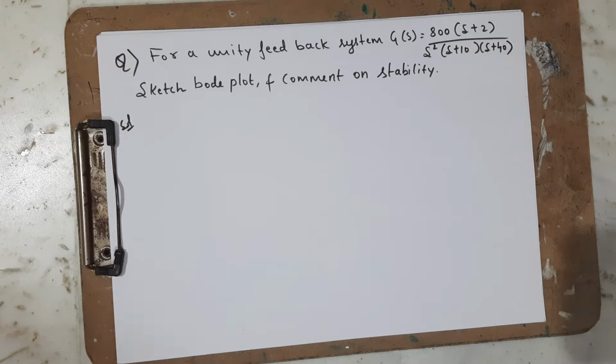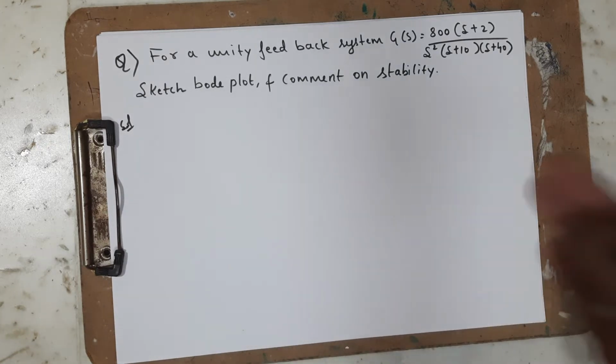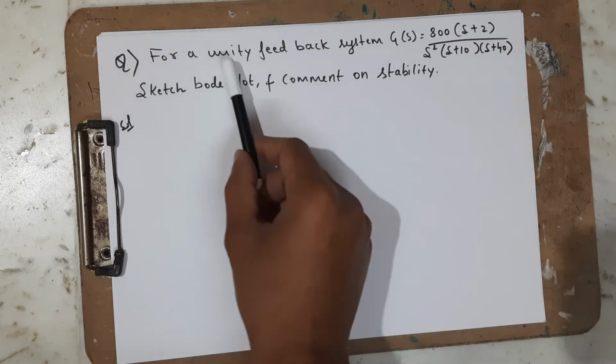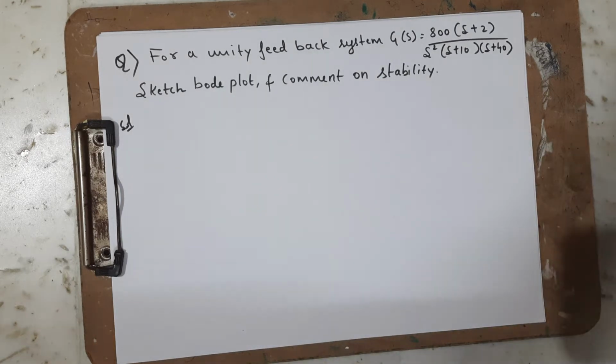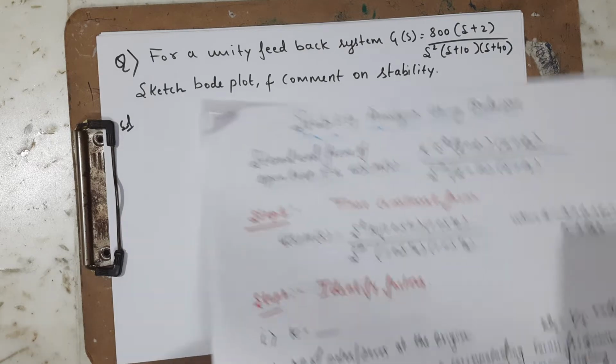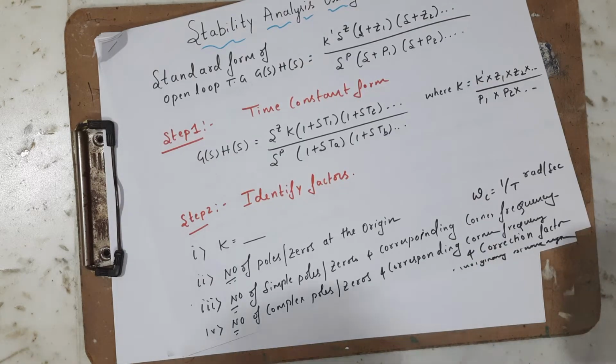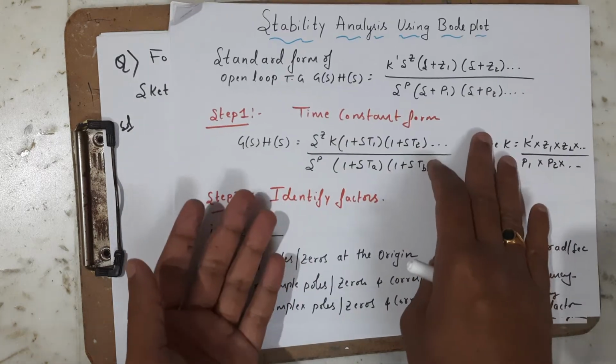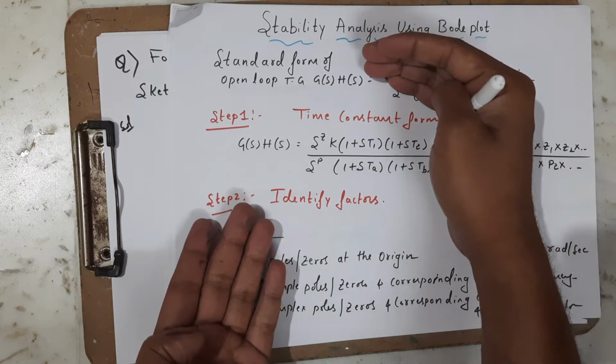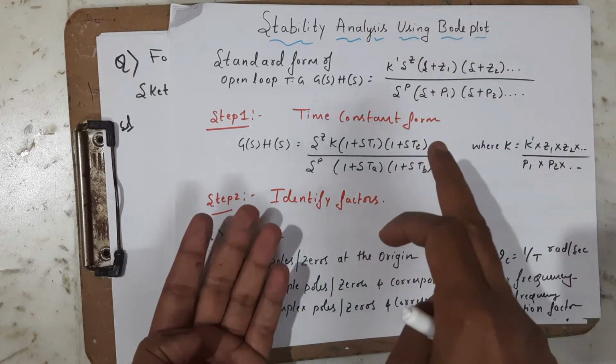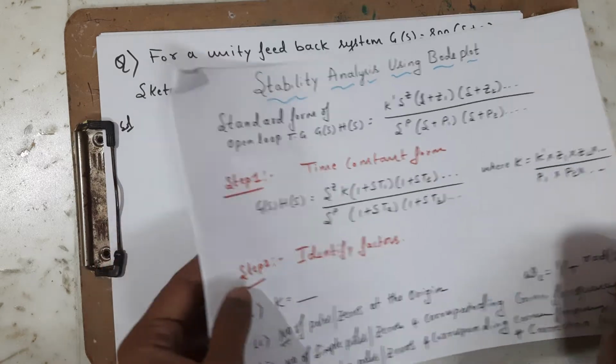So in this video, we are going to solve another problem related to Bode plots. The problem is given like this. We are going to follow the step-by-step method to draw the Bode plot. What is step number 1? We are going to convert the given standard form of G(s)H(s) into time constant form. Let us see how to do it.